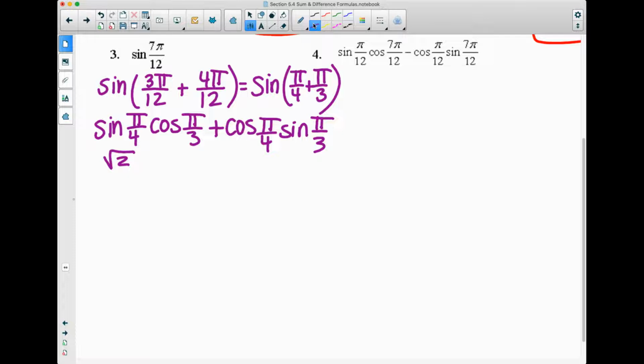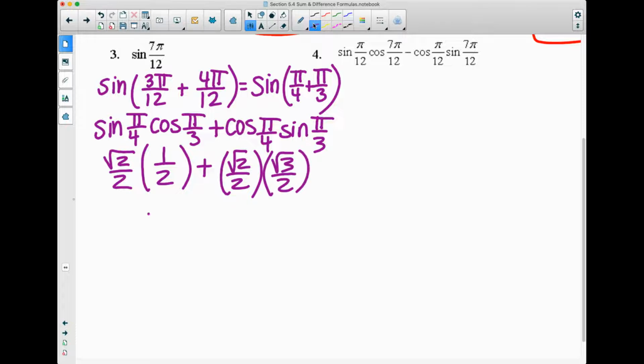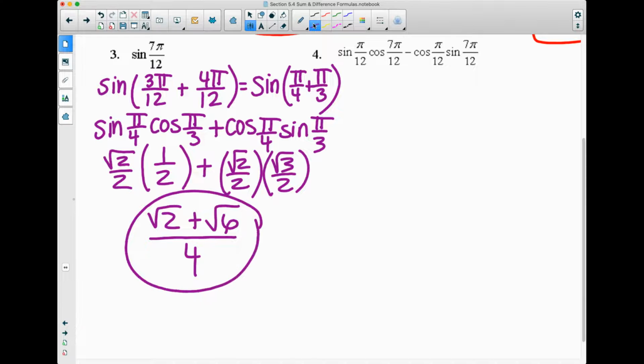We get our root 2 over 2. Cosine at pi over 3 gets us 1/2. We also have our root 2 over 2. And sine at pi over 3 gets me root 3 over 2. So we should get root 2 plus root 6 over 4. If you wrote it the other way, you would have had root 6 plus root 2 over 4.